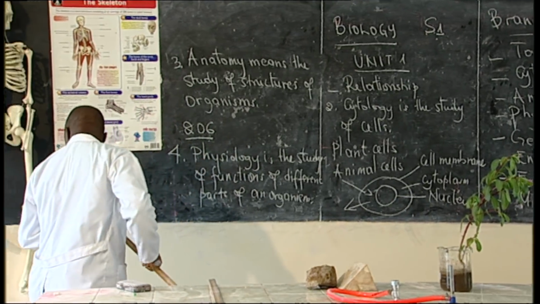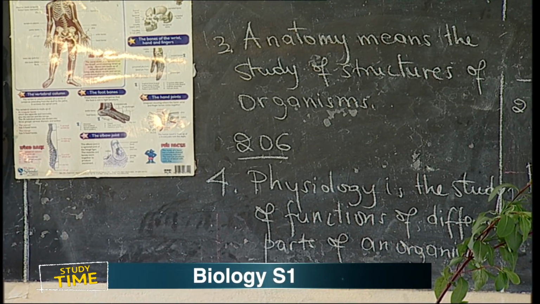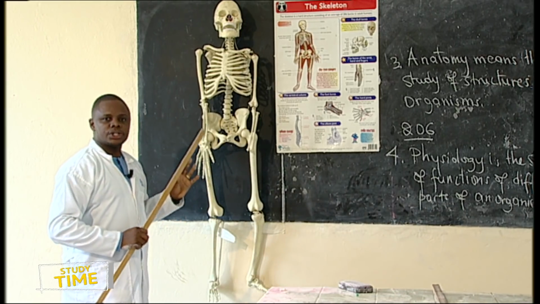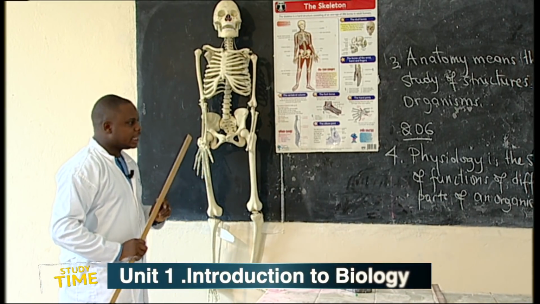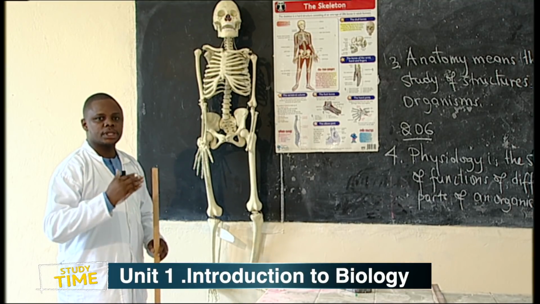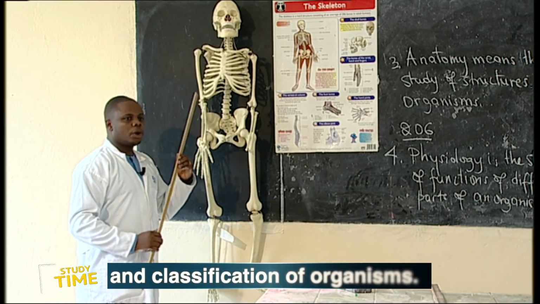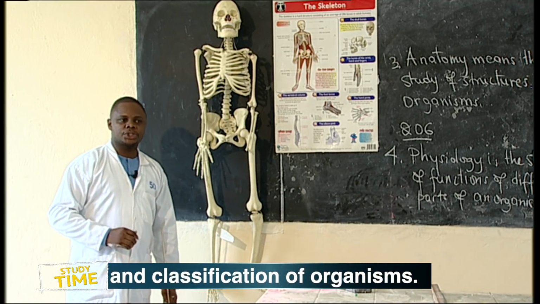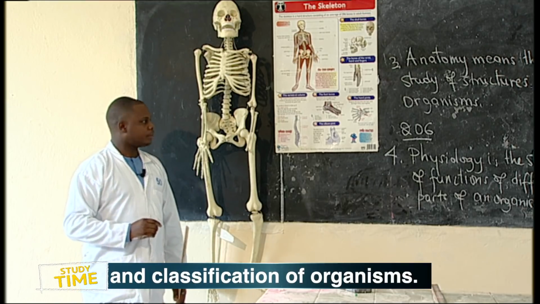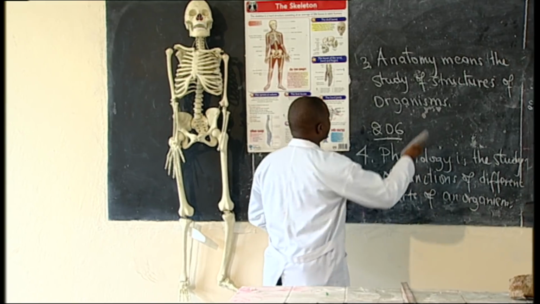Take an example here. We have talked about human skeleton. We have seen that in anatomy, we identify the structures. And then in physiology, we talk about functions of those structures. Example, we know one of the functions of the human skeleton is protection.